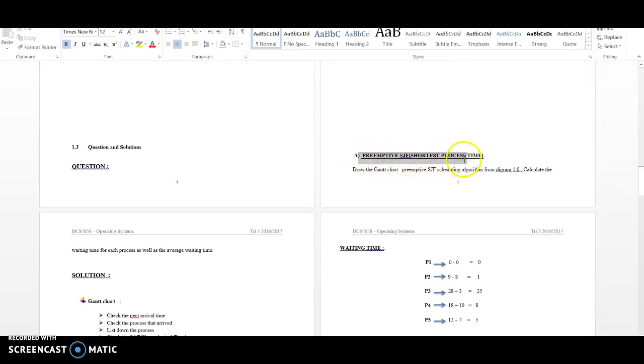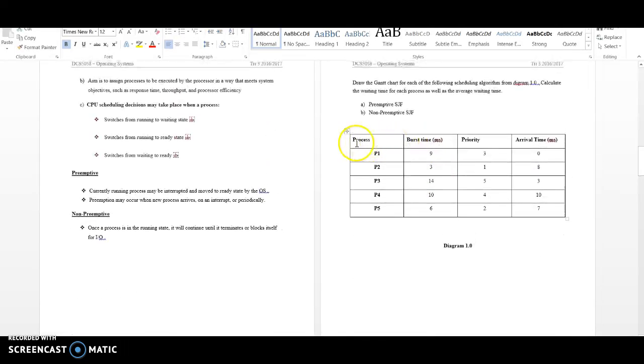So, preemptive shortest process time. The table has been given here, so we have to use that to complete the calculation. Basically we have to begin with 0. The arrival time is 0.